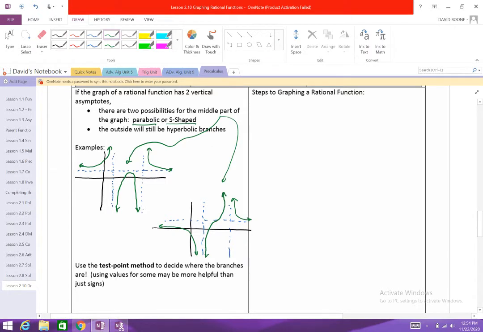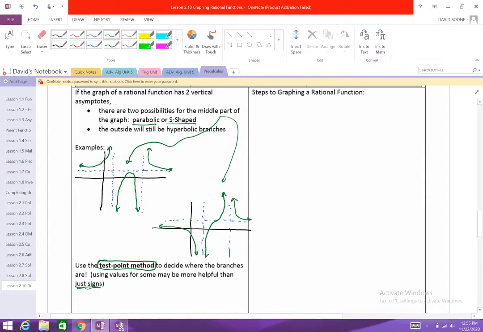The outsides will still be hyperbolic, having those branches from a hyperbola. Okay, or an inverse model or an inverse square model, they're also sometimes called. So again, what we'll do is we'll use that test point method that we learned in a previous lesson to decide how the branches are drawn. Sometimes I'll say just be a little careful not to just look at just the signs, but to look at the numbers as well too. And that's really important when you have horizontal asymptotes that are not y equals 0.